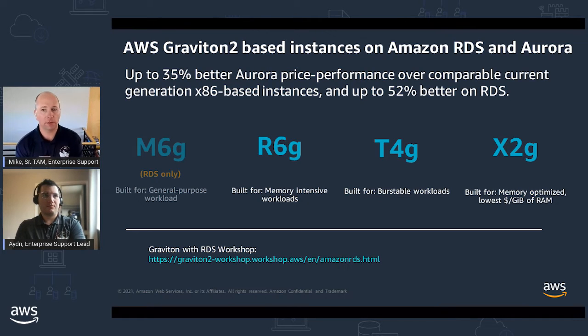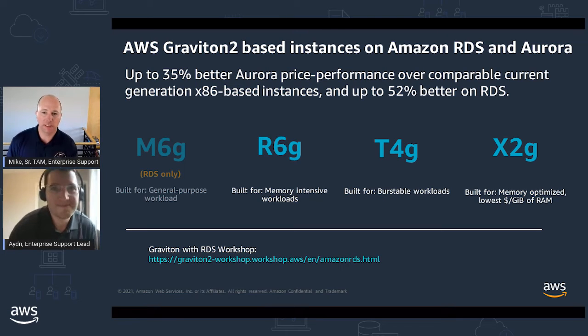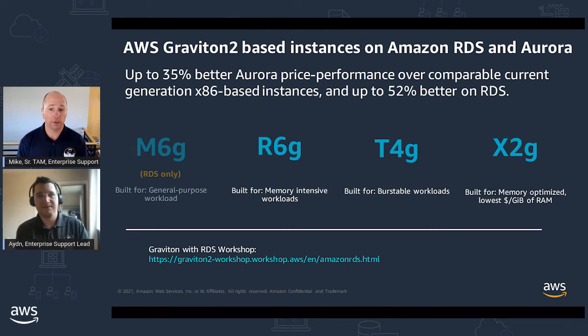The best use case for these instance families: M6G, which is only available in RDS and not in Aurora today, is best for general purpose workloads. It's got just enough memory, not too much, not too little. R6Gs double the memory to 512 gigabytes. And T4Gs are best suited for dev, test, and generally burstable workloads. And lastly, the X2G is purpose-built for memory-heavy workloads with a terabyte of memory.